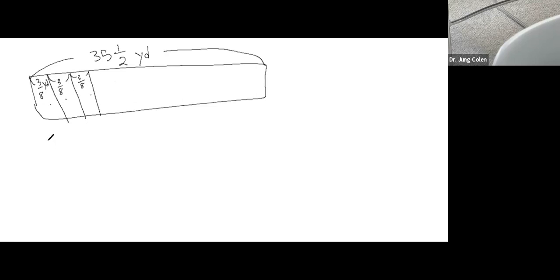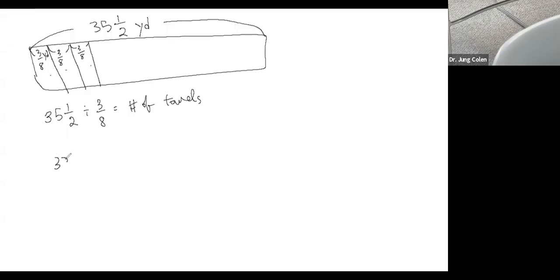So how can we find how many of these are here? What kind of equation can we set up? What kind of operation do we need to do? Division? Okay, so we have a total amount, and you can divide by 3/8 for each towel, because this is the same as repeated subtraction. You repeatedly subtract 3/8 from 35.5 yards. So we start from 35.5 and divide it by 3/8. Then it will tell you the number of towels, right?